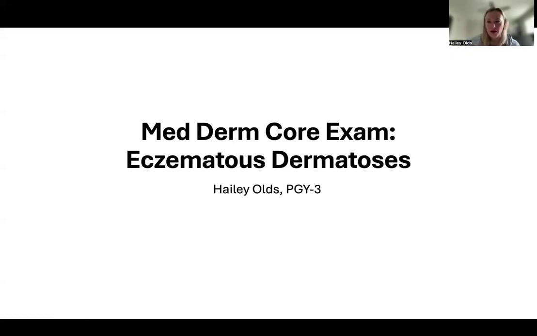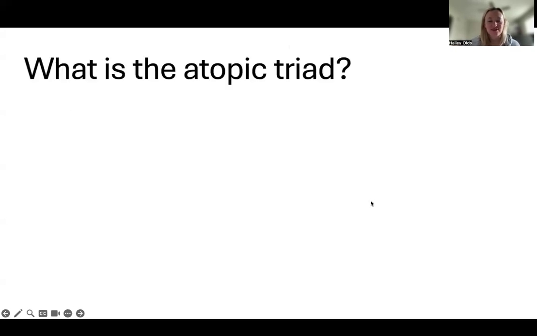Okay, so today we're going to talk about eczematous dermatosis. This correlates to chapter 3, section 2 of the Olicon textbook. However, it does not include irritant and allergic contact dermatitis because those are huge topics and there's lots to know. So we'll do a separate video about those more specifically. So let's jump into it.